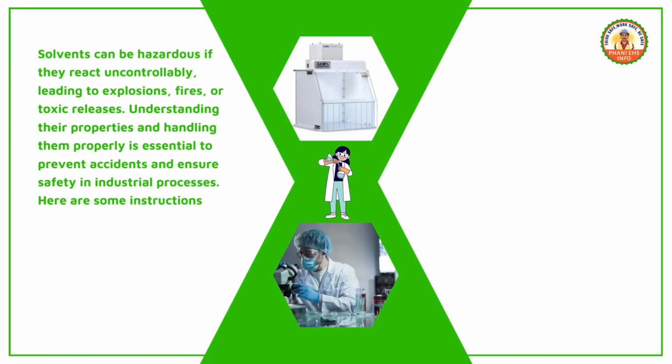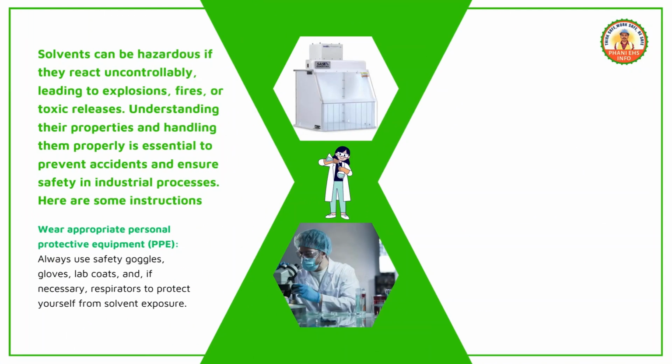Safety considerations. Solvents can be hazardous if they react uncontrollably, leading to explosions, fires, or toxic releases. Understanding their properties and handling them properly is essential to prevent accidents and ensure safety in industrial processes. Here are some instructions. Wear appropriate personal protective equipment, PPE. Always use safety goggles, gloves, lab coats, and, if necessary, respirators to protect yourself from solvent exposure.